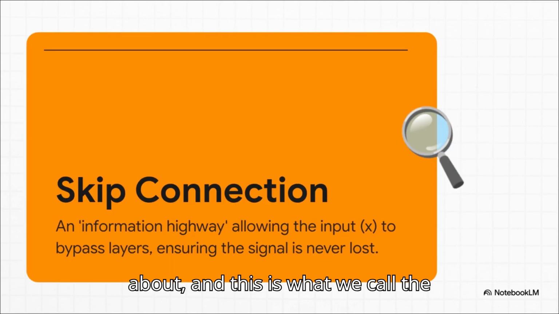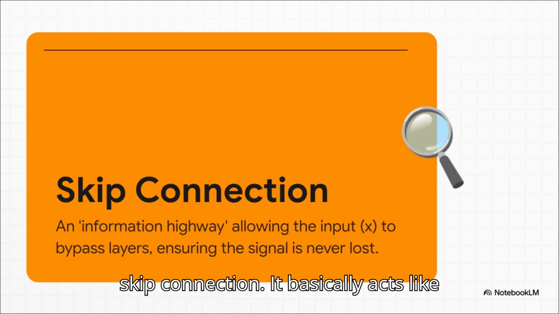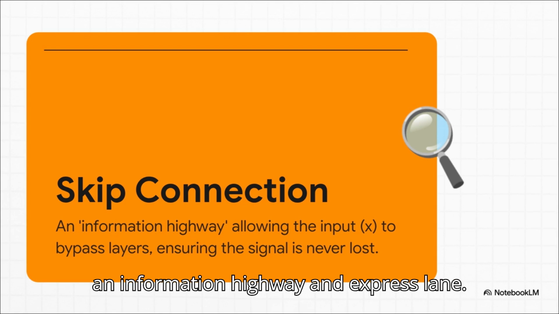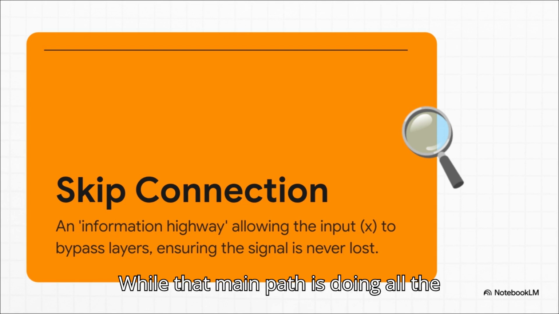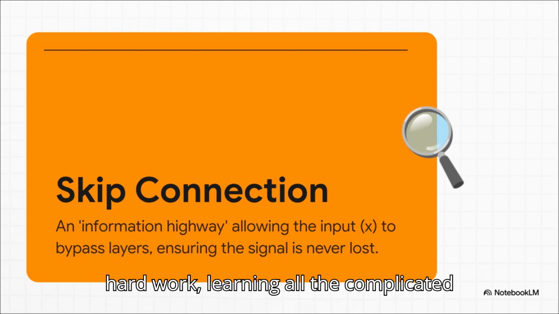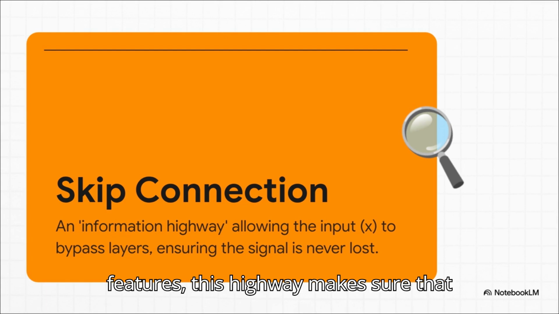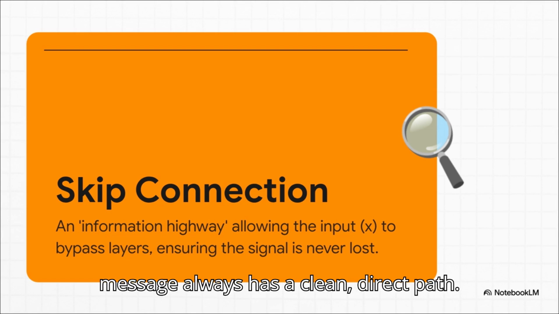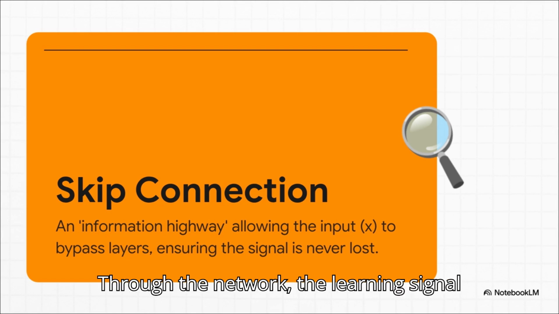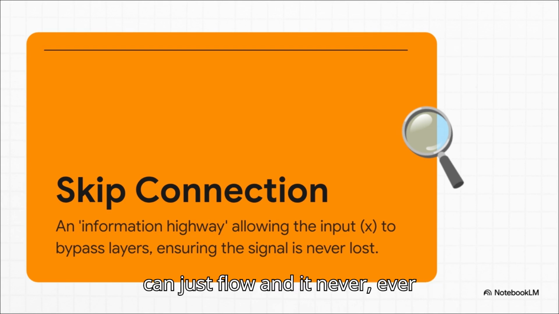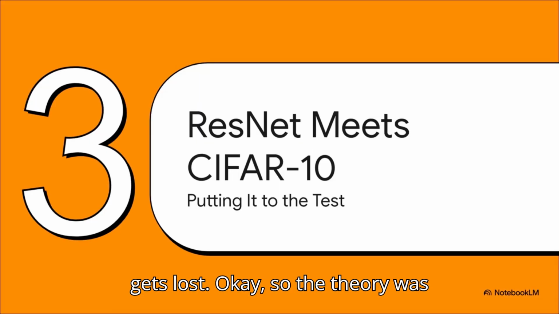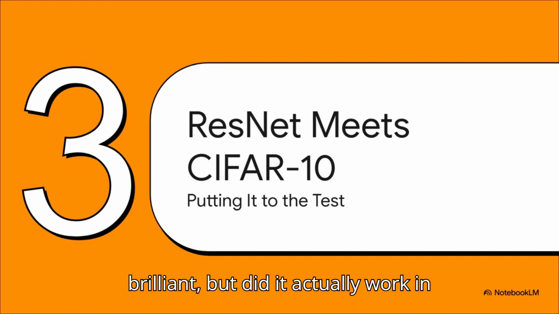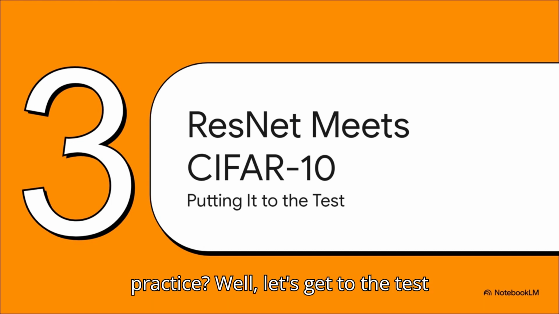And this is what we call the skip connection. It basically acts like an information highway, an express lane. While that main path is doing all the hard work, learning all the complicated features, this highway makes sure that the original signal, that original message, always has a clean, direct path through the network. The learning signal can just flow and it never, ever gets lost. Okay, so the theory was brilliant, but did it actually work in practice? Well, let's get to the test that proved its power.